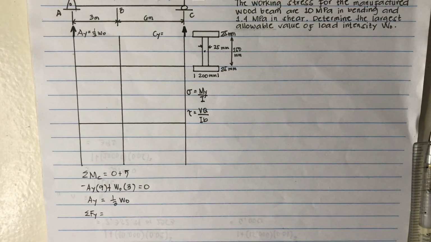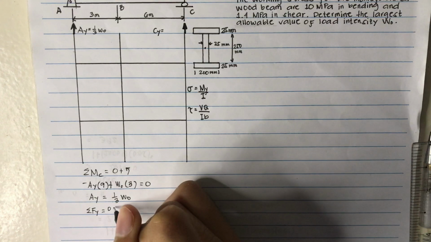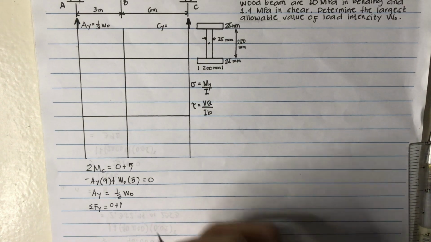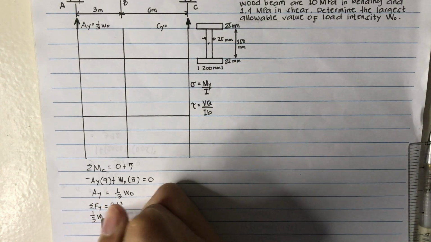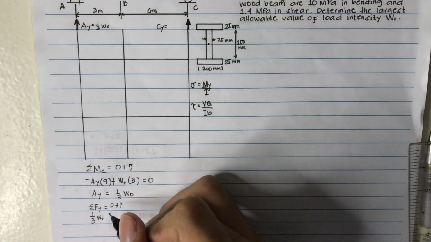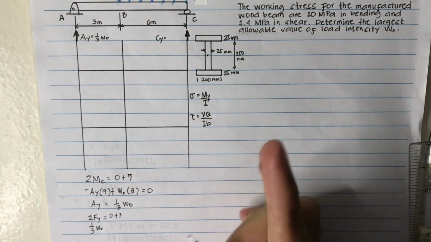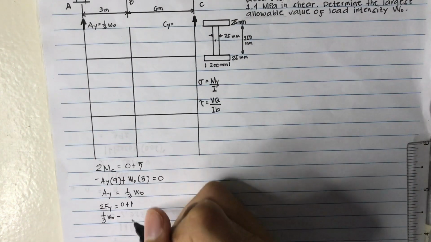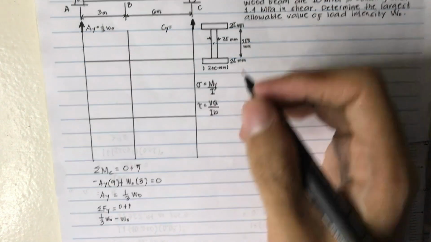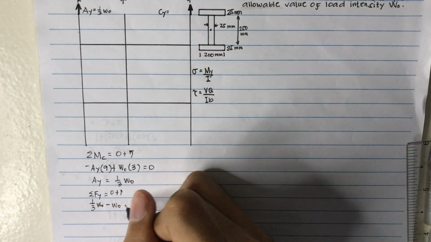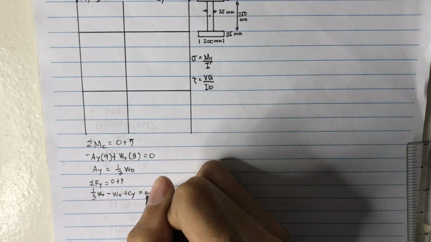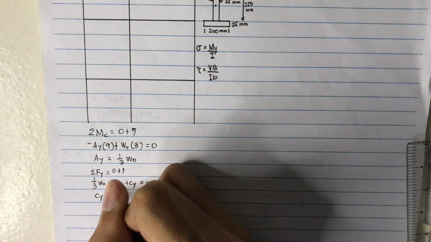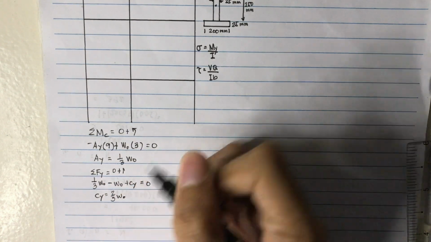To find CY, summation of FY, positive upward. So 1/3 WO only. Next is negative, since this is downward. Negative WO. And then the CY. Plus CY. And we'll have a value of 2/3 WO.